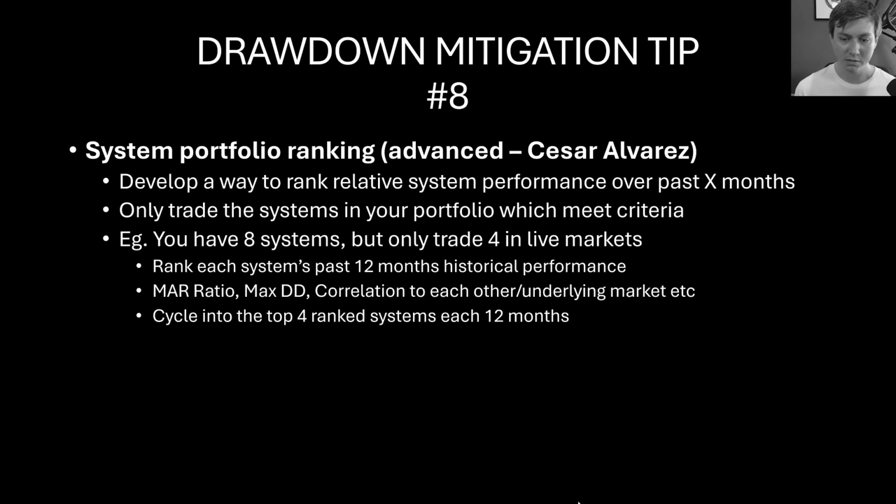each 12 months. So every 12 months, you analyze your systems, see how they performed, see if the sidelined ones have been doing better than the ones you've been live trading, and maybe you rotate into those systems. That's one way to avoid drawdowns.